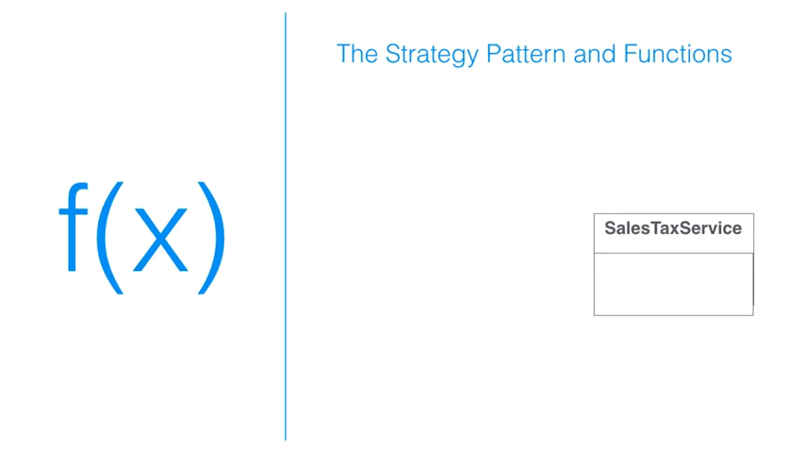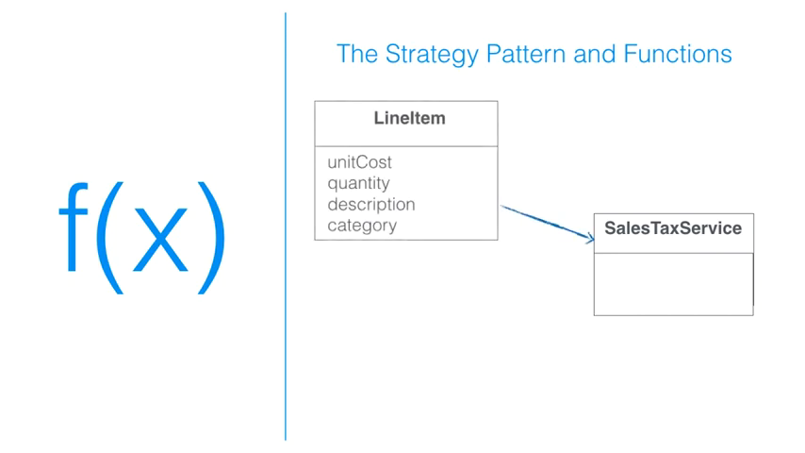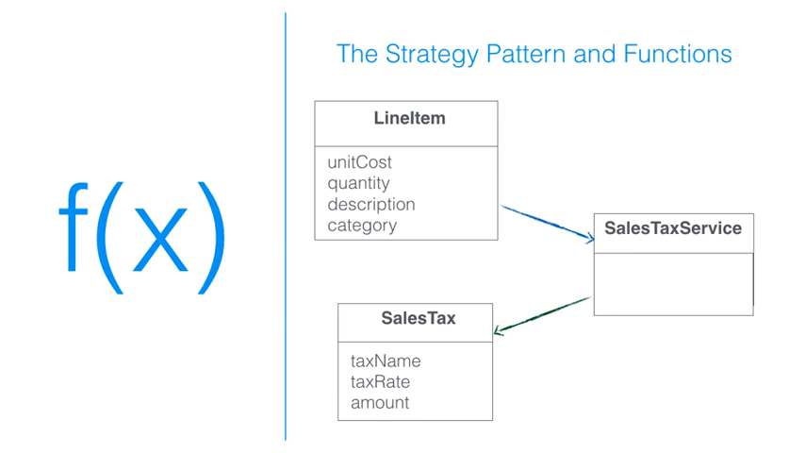We want to have a sales tax service. This is going to be an object whose job it is to take a line item from our sales system, which will have a unit cost, a quantity, a description, and a category, and return to us a sales tax item with a tax rate, a tax name, and the amount of sales tax to charge.